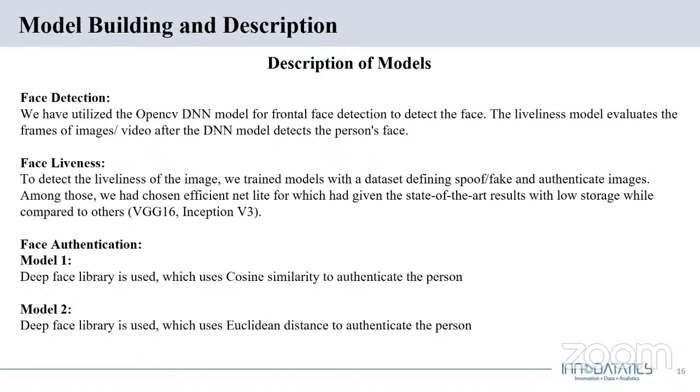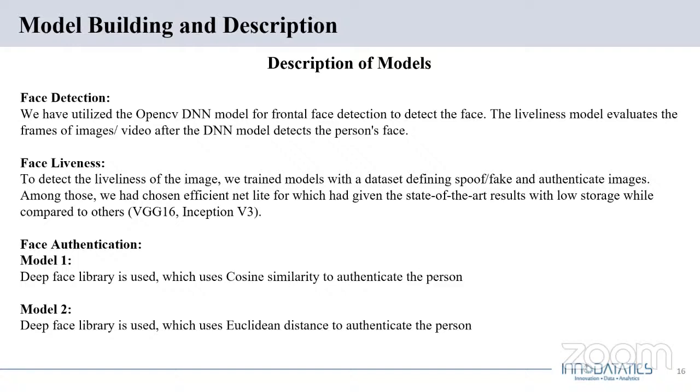Here we talk about the model building and its description. This model is built upon two methodologies: one is for registration and another is the login process. For registration, we have used two methods: face detection and face liveliness. For the login process, we go through three processes: face detection, face liveliness, and face authentication. First of all, we'll describe what face detection is and how we use it.